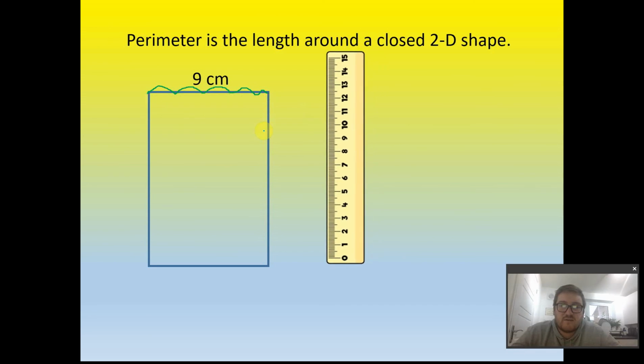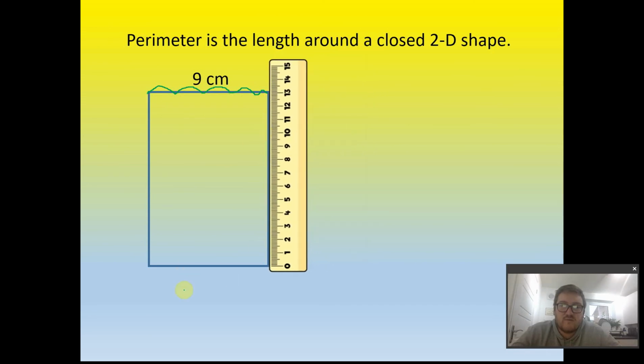And then same with the vertical length, moving the 0 to one of the points and then measuring all the way up till we get to the other point. So this other length is 13 centimeters.